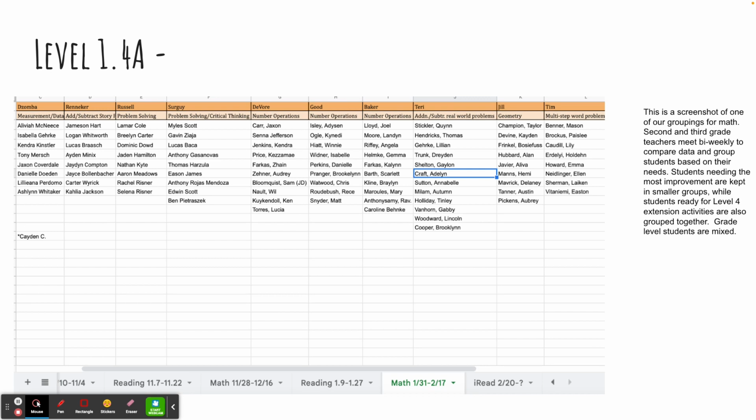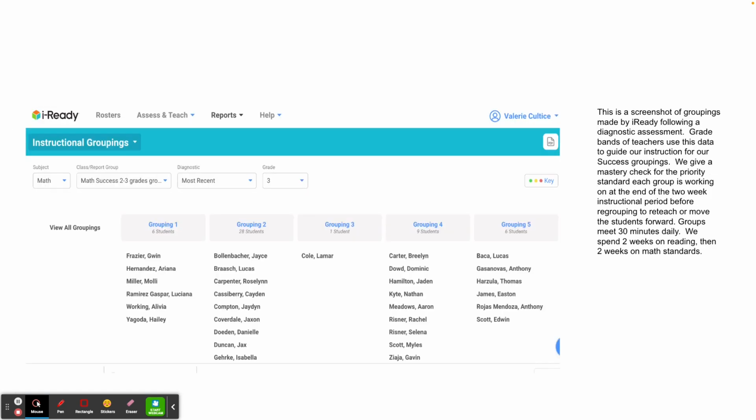This is a screenshot of another one of our success groups for math. Teachers meet bi-weekly and compare the data and group the students. Here's a screenshot of the groupings made by iReady following a diagnostic assessment. Grade bands of teachers use this data to guide our instruction for success grouping. We give a mastery check for the priority standards within each group at the end of the 2-week instructional period before regrouping to reteach or move students forward.